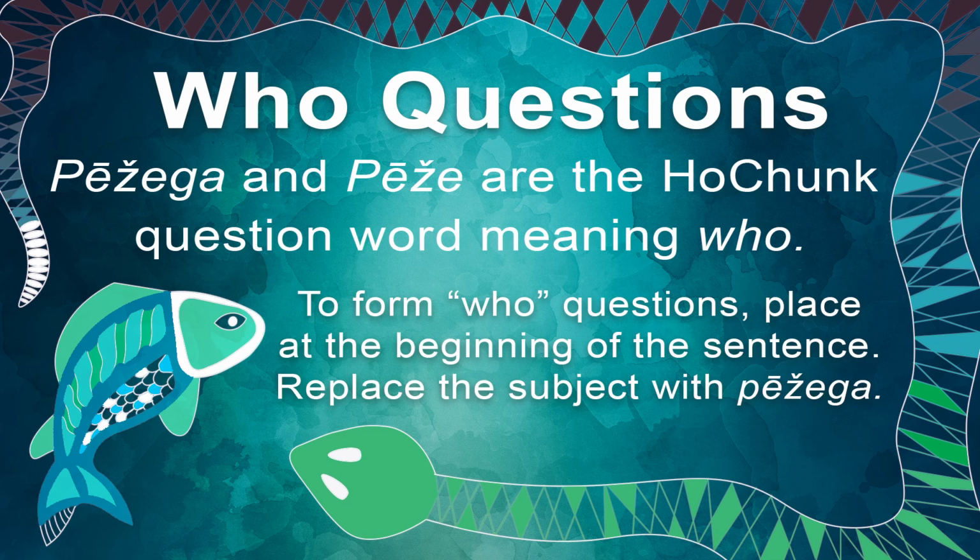Who questions? Finally, we will use the yes-no questions to transform into who questions. Here, we will replace the subject with pejega, who. We will put pejega at the beginning of the question sentence. We will use peje for the who that is not the subject of the sentence.